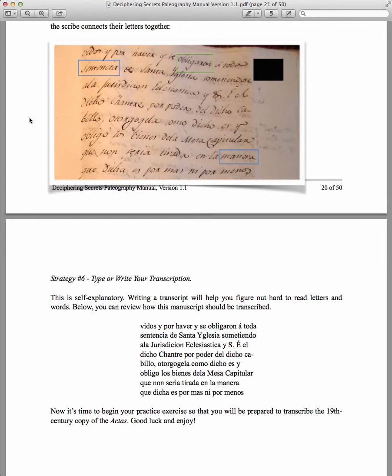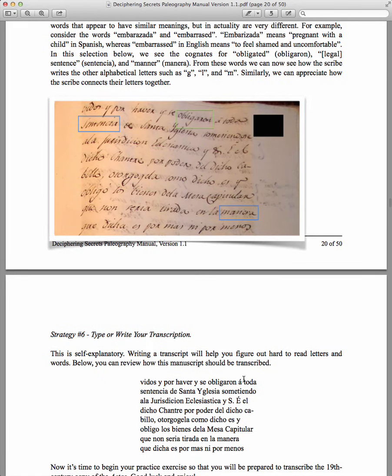We start over. "Sentencia de Santa Iglesia." So there we go, and then we're stopping there. But you can see these are all the line breaks. And that's essentially how we can employ these six individual strategies to work through a document.